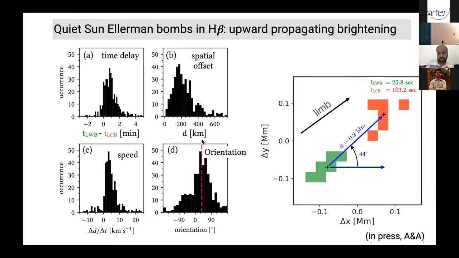And if you measure the orientation, the red dashed-dotted line is the orientation of the limb. You see that most of the events are aligned toward the limb. So it suggests that the reconnection is taking place in a vertical current sheet, and because of the viewing angle, it is projected toward the limb.